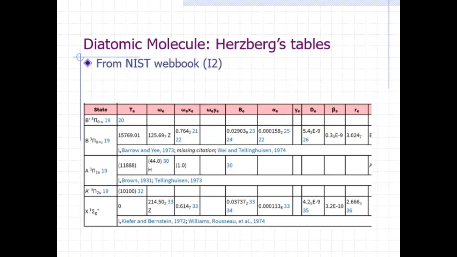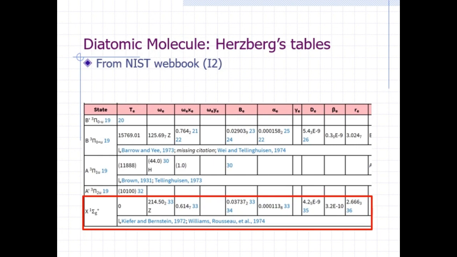Here's what you'll find if you do a search for the I2 molecule. If you scroll to the bottom of the table, you will find the molecular constants for the ground electronic state. Don't scroll all the way to the bottom of the page since a long list of citations to the primary literature is given below the table.